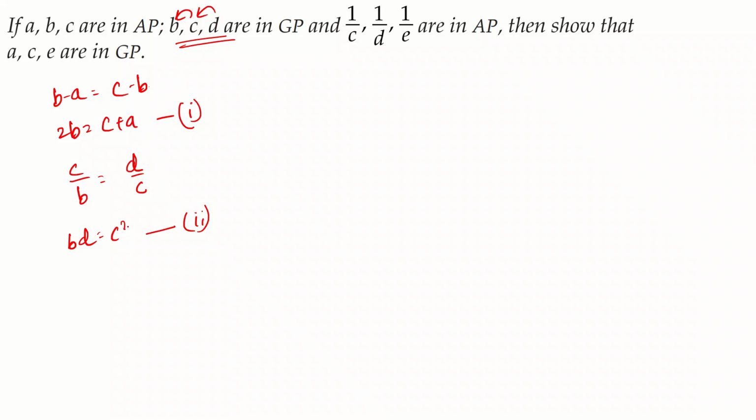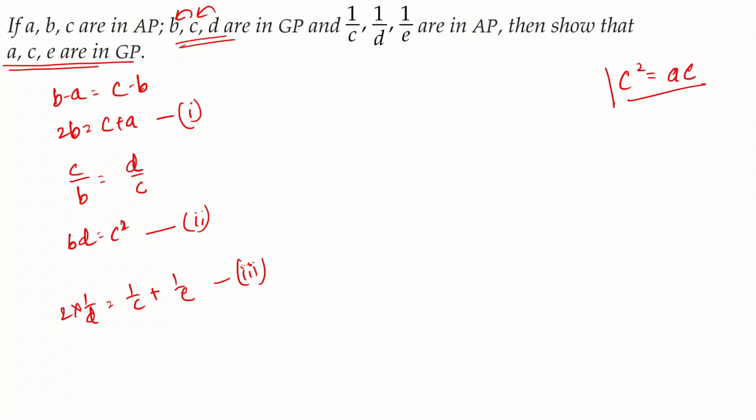Equation number 2. Next, 1 by C, 1 by D, 1 by E are in AP. So in a similar way, similar to the logic from equation number 1, I get 2 into 1 by D is equal to 1 by C plus 1 by E. So this is my equation number 3. So using these three, I have to prove that A, C, E are in GP. That means my target is to show that C square is equal to AE. If I can show this, then A, C, E are in GP.